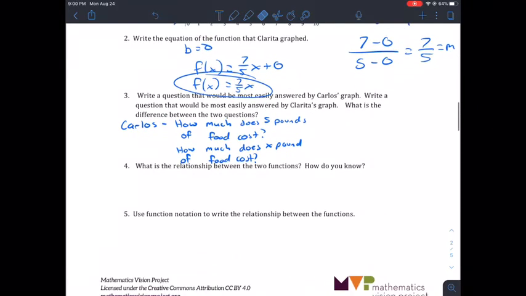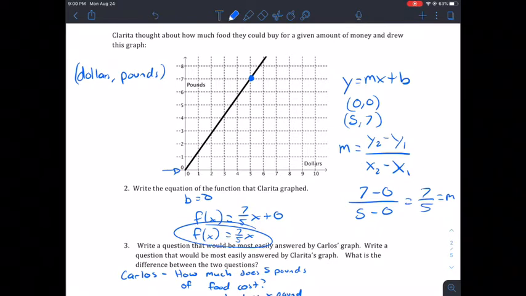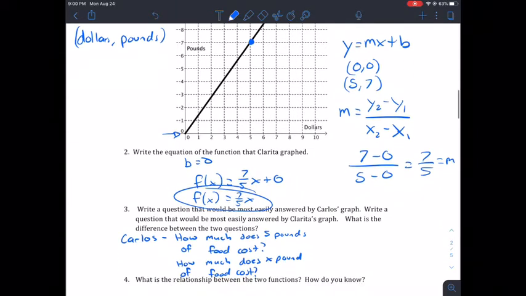Now let's go ahead and answer Carlita's graph. All right. If we look at Carlita's graph, her input is dollars and her output is pounds. All right. So her graph answers how much food can I get for X dollars?